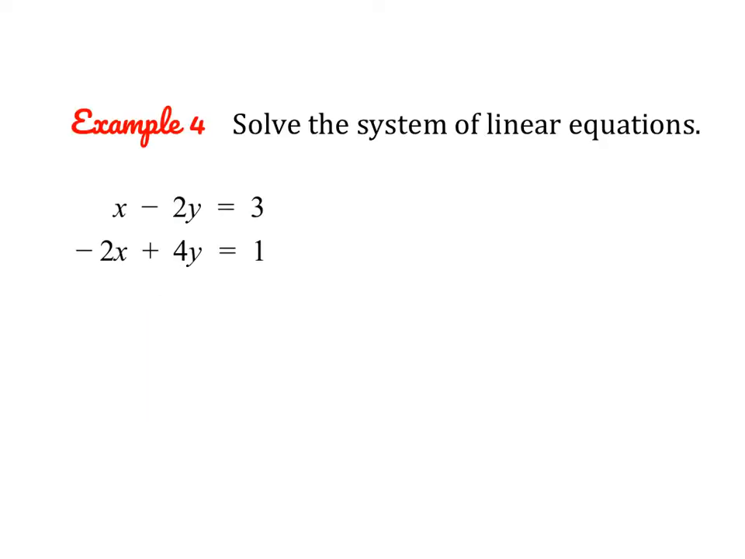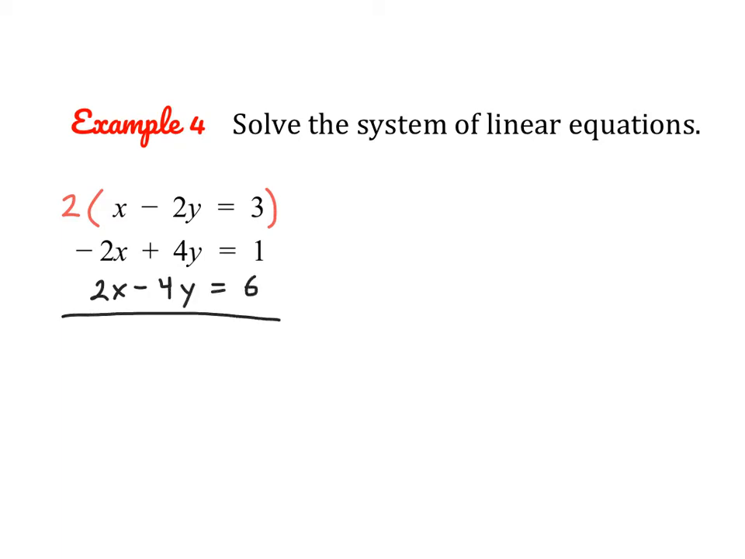So let's look at this first example. So here, let's try solving this using the elimination method. I'm going to multiply my top equation by 2. I'm going to just put it right underneath. So 2x minus 4y equals 6.